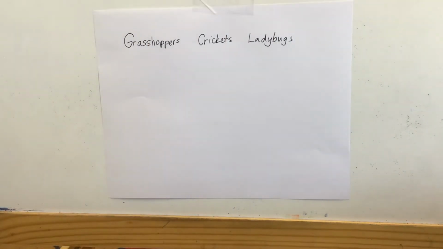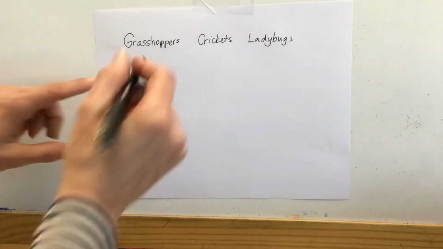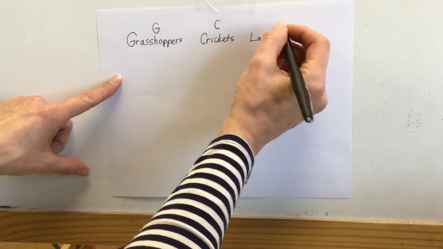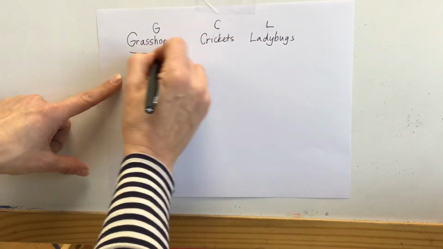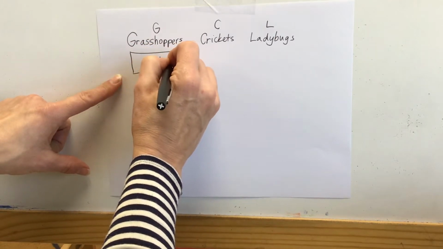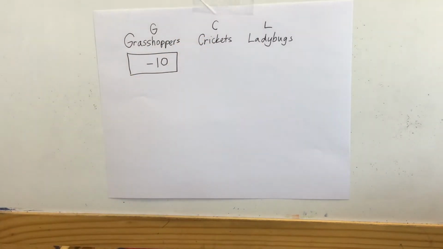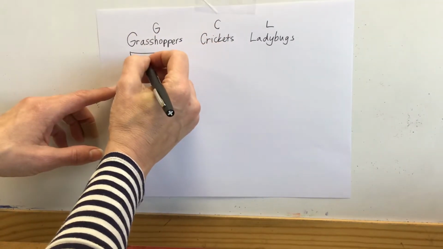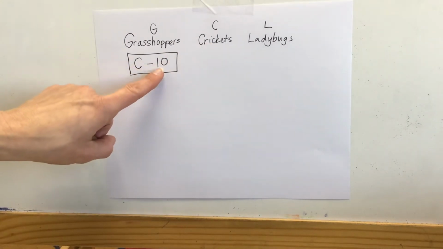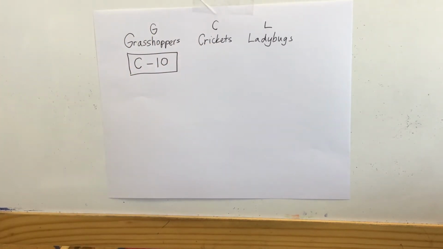Okay? So it first says he finds 10 fewer grasshoppers than crickets. So what I'm going to do is grasshoppers will be G, crickets will be C, ladybugs will be L. He finds 10 fewer, so 10 fewer is minus 10, 10 fewer grasshoppers than crickets. Okay? So however many crickets there are, minus 10 of those will be how many grasshoppers he has.